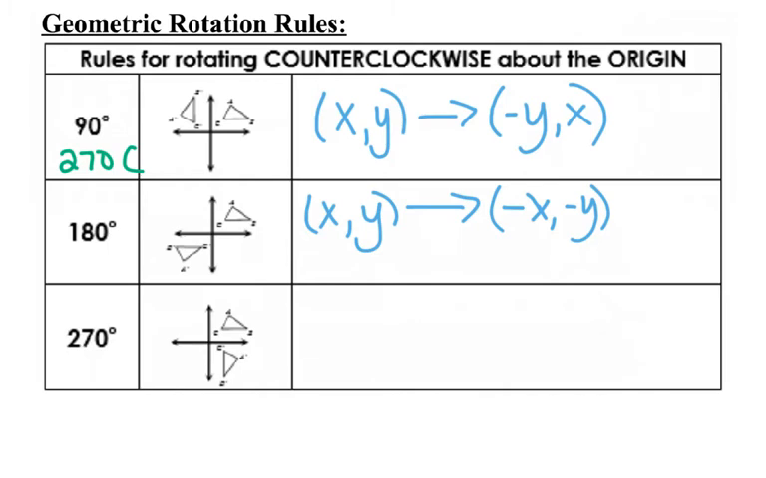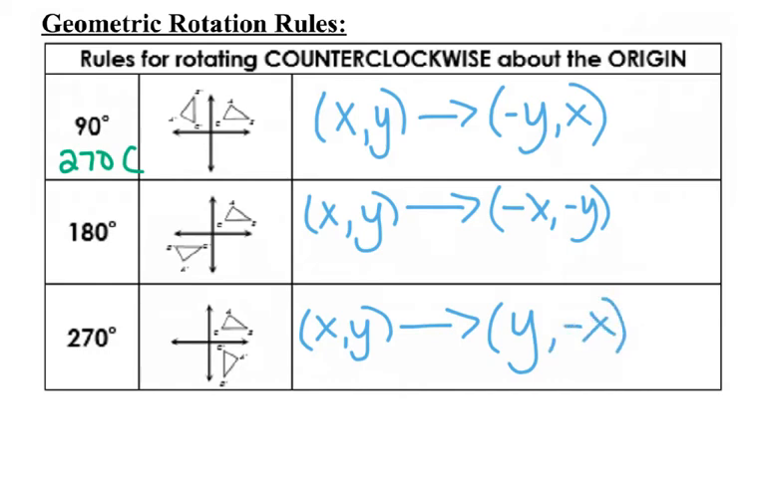Okay, and then 270. We're going to start with x comma y, our pre-image, arrow for transformation happened, and then to find the image coordinates, it's going to be y comma negative x. So the x and y coordinates are going to switch places, and the original x coordinate is going to have the opposite sign.